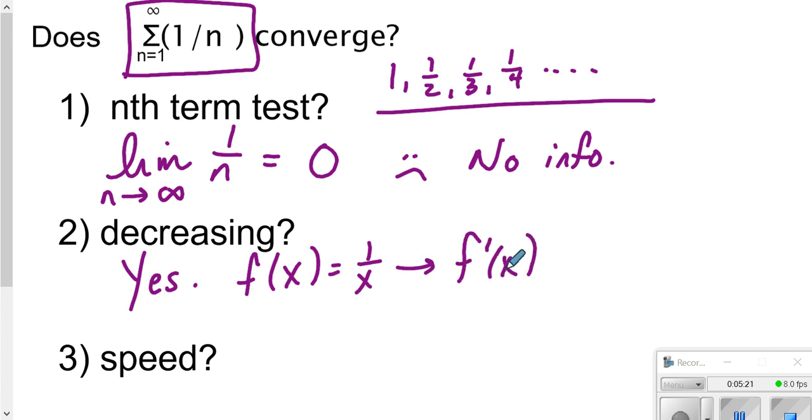The first derivative there would be -1 over x squared. And regardless of the value of x, with the exception of 0, that is always going to give us something negative, and negative rates of change mean decreasing. So we can even show that with a derivative.